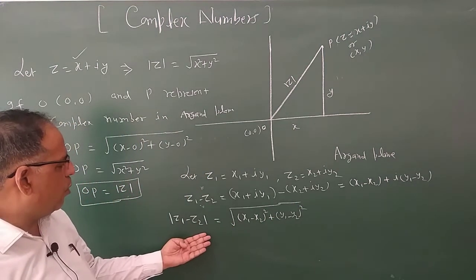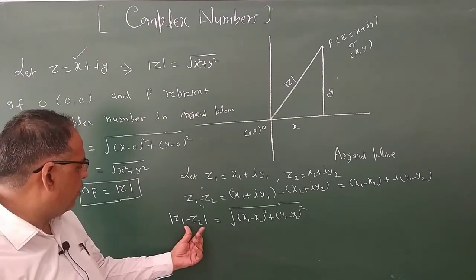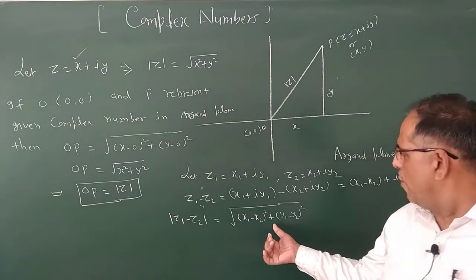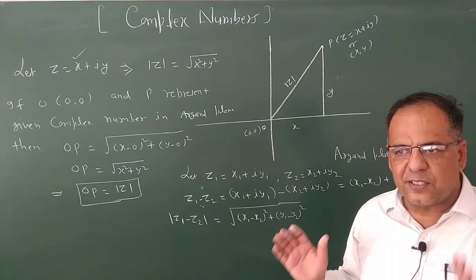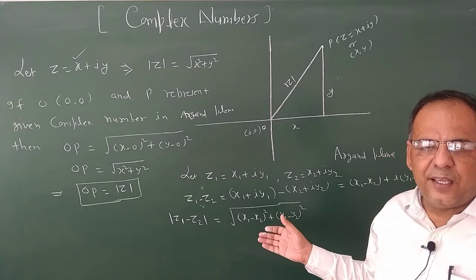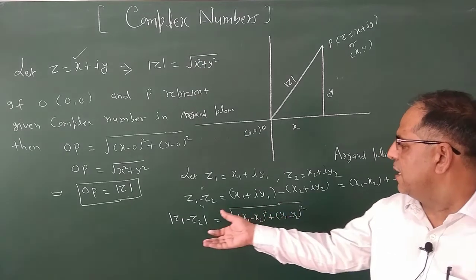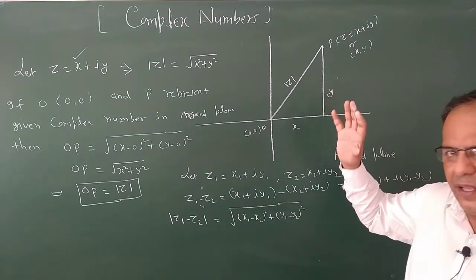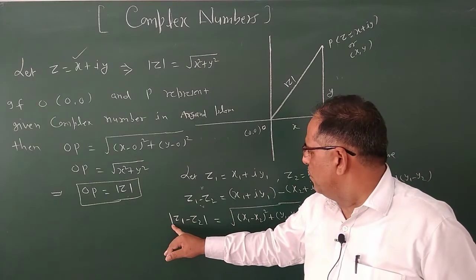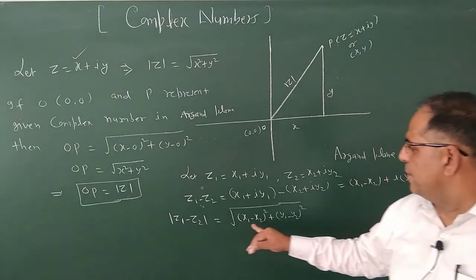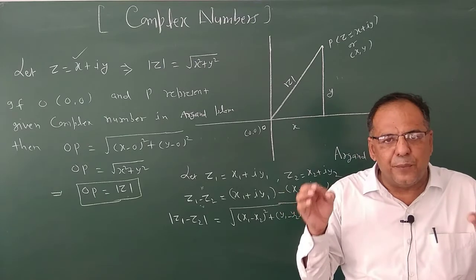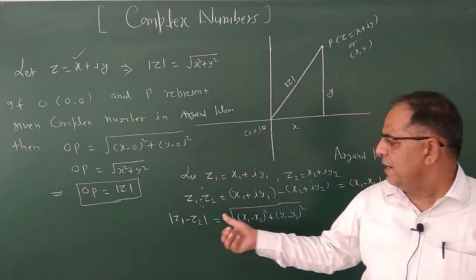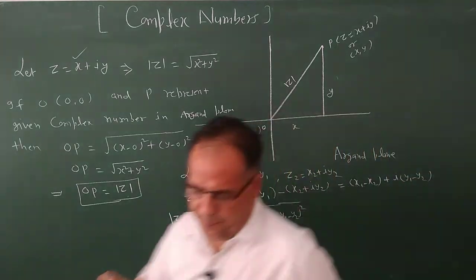So we are now observing the modulus of the difference of two complex numbers. The modulus of the difference of two complex numbers represents the distance between the two points that represent the given complex numbers z1 and z2 in the Argand plane. Repeat again: the modulus of the difference of two complex numbers represents the distance between the points that represent z1 and z2 in the Argand plane.